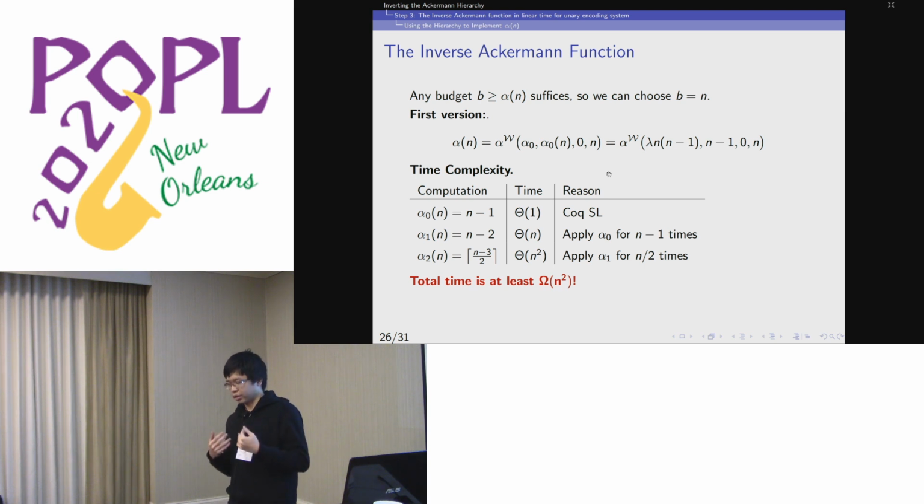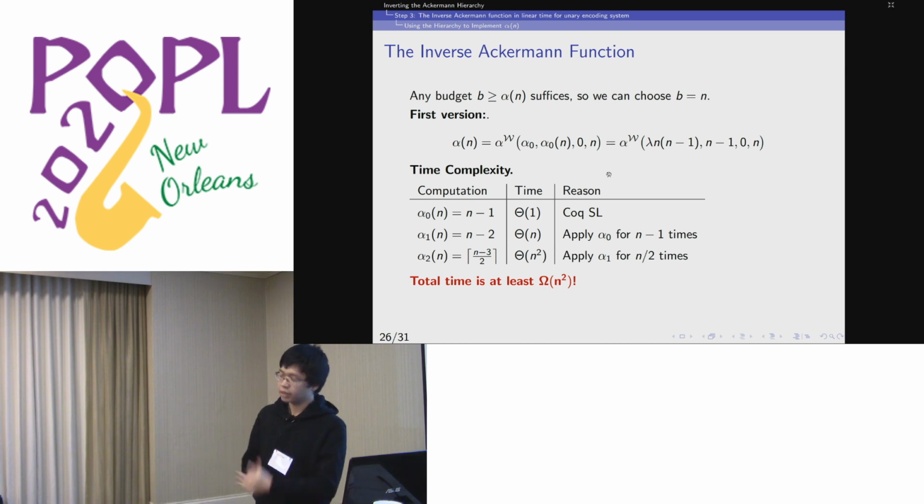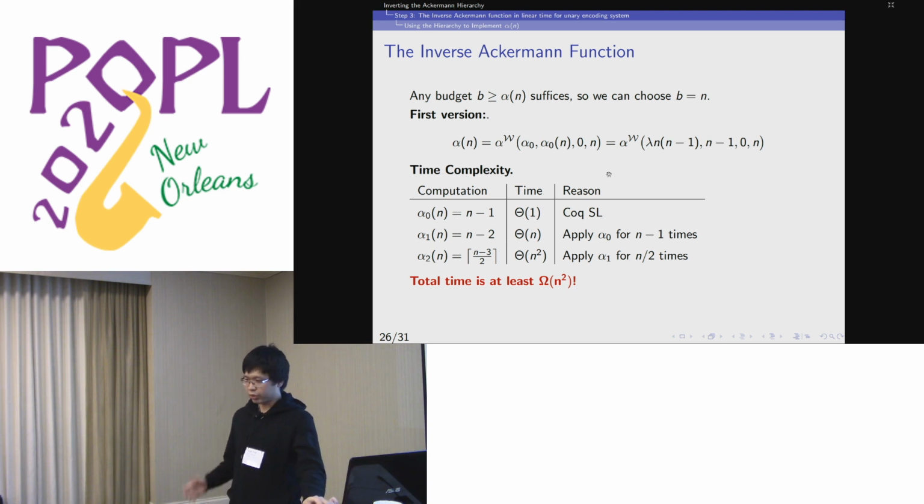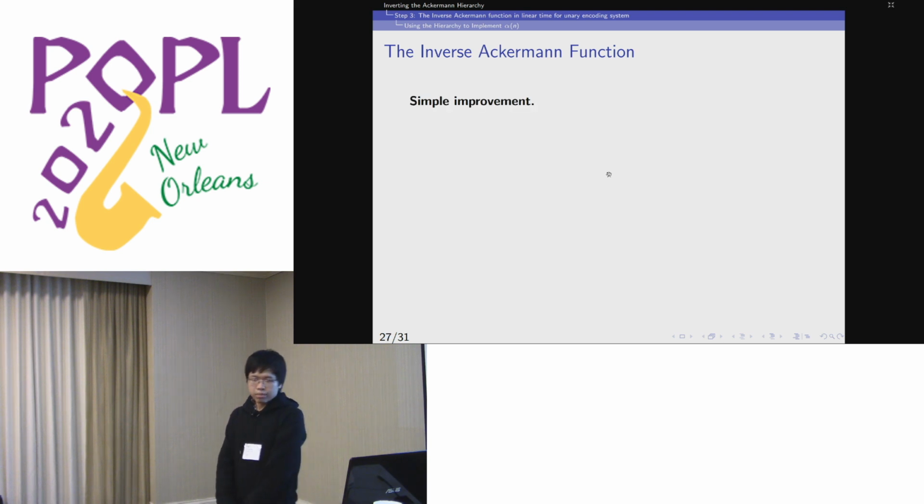It doesn't know that it will return n minus 2 every time. So this computation will run in linear time for alpha 1, which means that it will run in n square time for alpha 2, and the whole computation will need at least n square time to finish. We don't want this. But here, because we have identified the problem, we know there's a simple improvement.